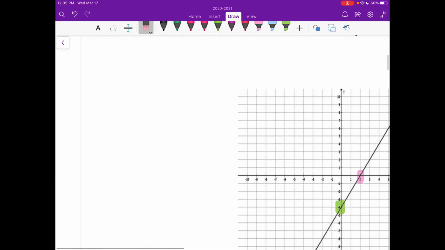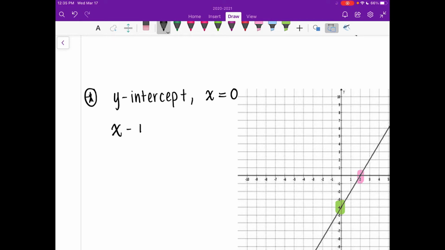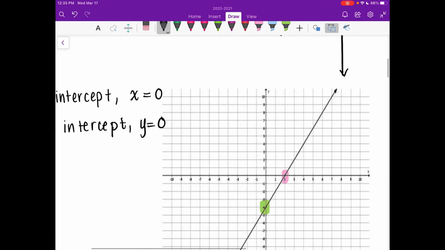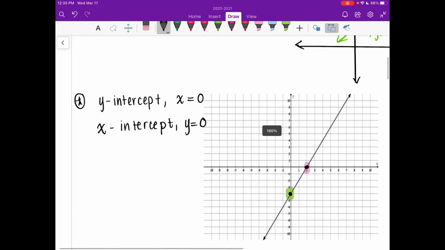So I might just write that as a note. y-intercept, x is equal to 0, and then x-intercept, y is equal to 0. It gets confusing sometimes, so just remember logically what it looks like, right? The x-intercept is when it crosses that x threshold, the horizontal line, so your y value there is equal to 0, and then the y-intercept is when it crosses that y threshold, so your x value is equal to 0.